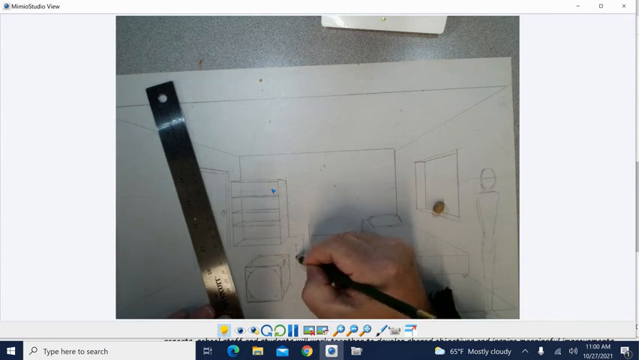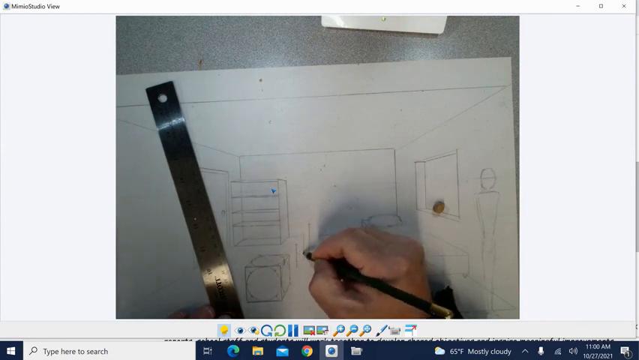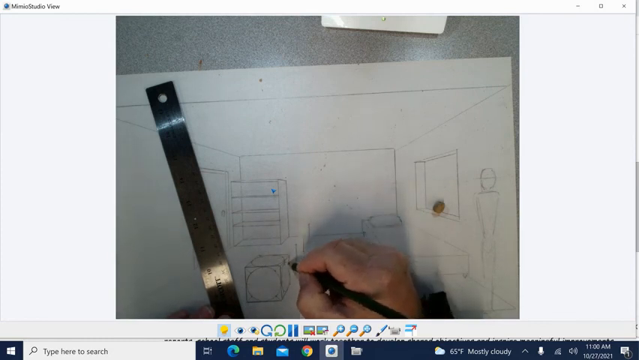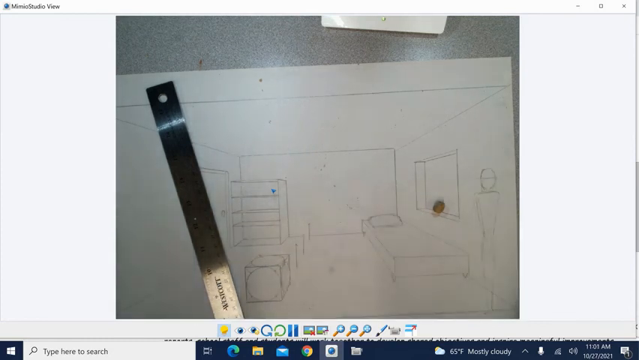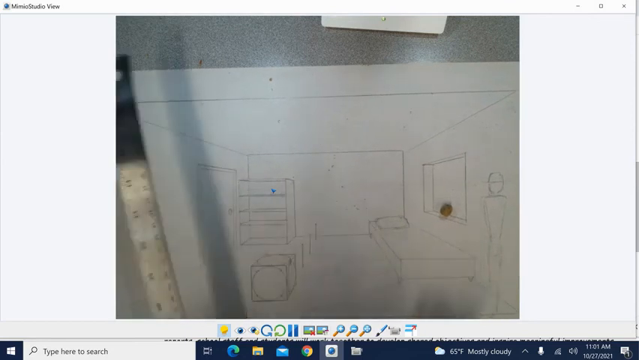So that's kind of it. I want you to experiment with one-point perspective for a while. If you guys get the hang of it, we can start looking at two-point perspective, maybe even three-point perspective.